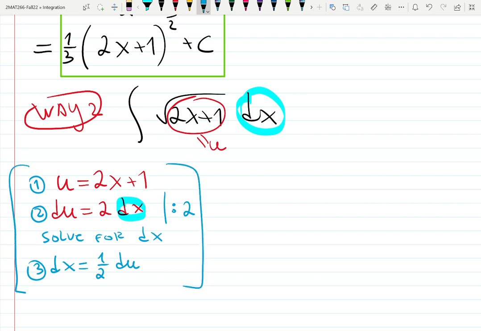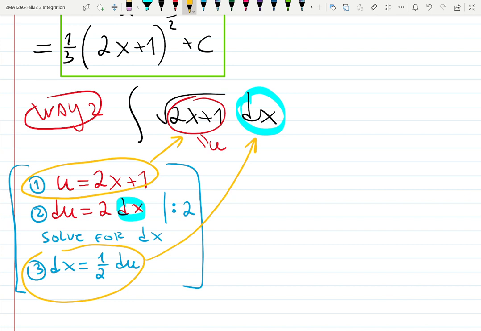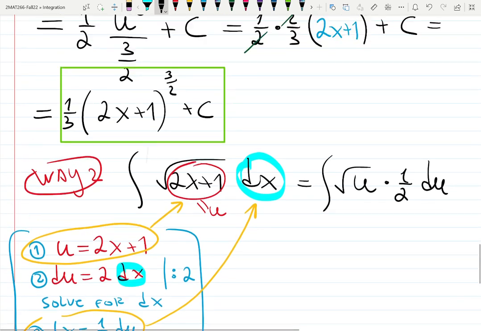So the table became bigger. We're only using equation number 1. We're going to plug it inside of the square root. And equation number 3, we're going to plug it in the dx. So dx was explicitly solved with this method, way 2. And the integral becomes, check it out, integral, we still have square root of u times, and dx will be plugged as 1/2 du, and it's exactly the same integral we had before.